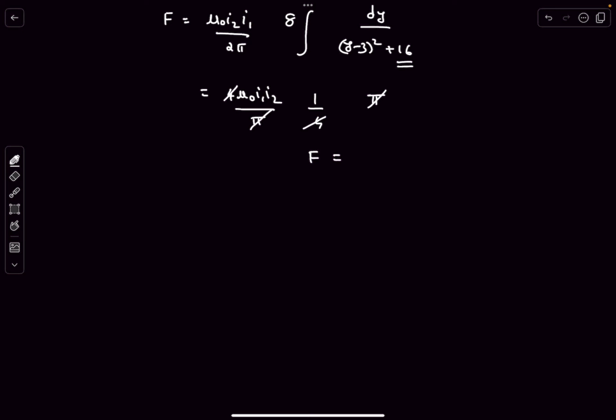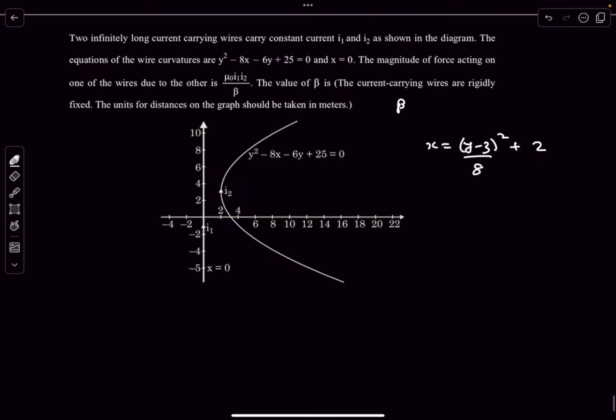The magnitude of the force comes out to be mu naught I1 I2, and this is the answer to the question, and the direction is in the minus i cap direction. So the answer to this question is beta equals 1. So now let's move on to the next question.